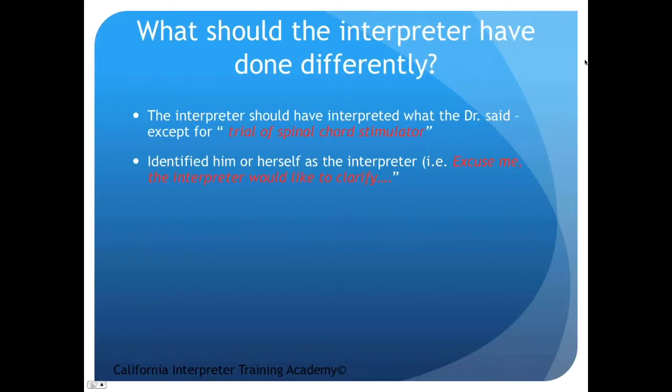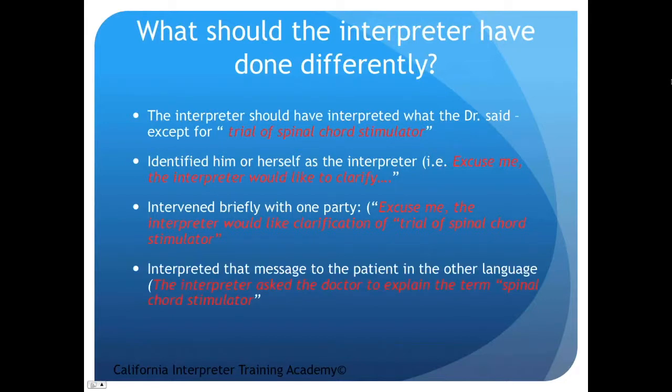So once she had identified that she was stepping out of her primary role, then she would have briefly intervened with one party, let's say the provider. Excuse me, the interpreter would like clarification of trial of spinal cord stimulator. This way, the interpreter isn't asking the doctor to clarify the whole message, only the part of the message that the interpreter did not understand, which will save time and keep the intervention briefer, which will enable us to get back to the primary role of converting the message.